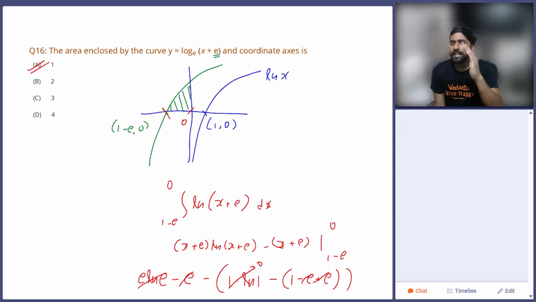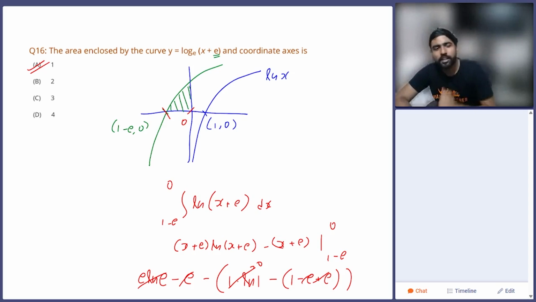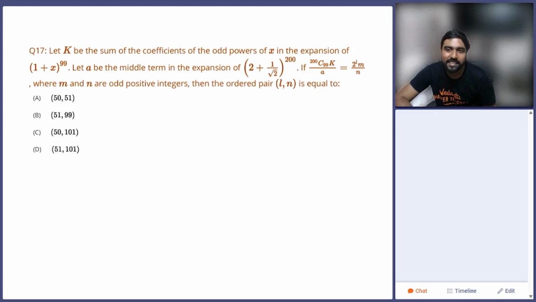So very simple. A little bit of graph transformation, basically shifting your graph to the left, and then simple integration. Okay, it's a very easy, straightforward question. Okay everyone, hope the idea is clear. Moving on, what do we have here?